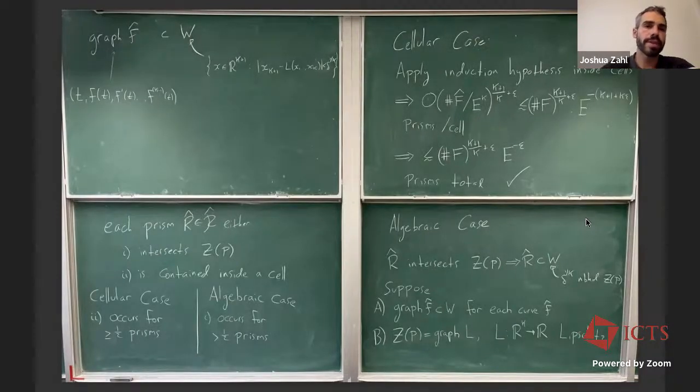So we're asking that the graph of f hat be contained in the thickened neighborhood of Z of P. What is the graph of f hat? Well, it's points of the form t, comma f of t, comma f prime of t, all the way up to f to the k minus 1 of t. So for every time in the interval I, this is contained in the thickened neighborhood of W. So that's what assumption A is saying. And assumption B is saying the thickened neighborhood of Z of P is this Lipschitz graph, right?